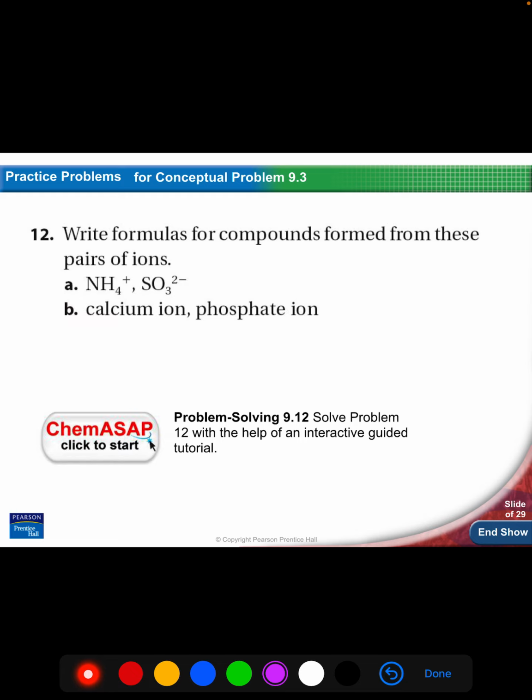So now it says write formulas for the following compounds. Now, the first one is very interesting because it's made up of a polyatomic cation, the ammonium ion, which has a +1 charge, and the sulfate ion, which has a 2- charge. So I'm going to need 2 of these +1s, so my parentheses go around the front polyatomic ion, and I put the 2 subscript indicating I've got 2 of these ammonium ions.